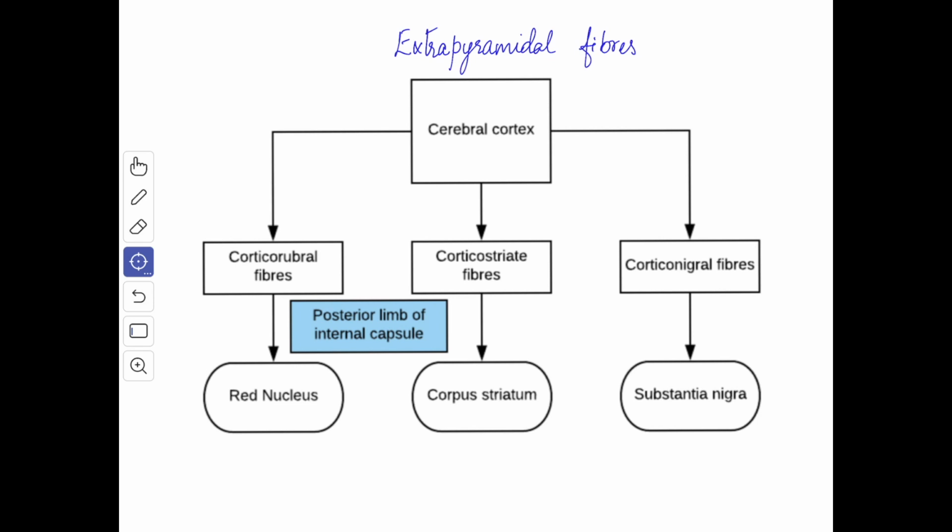Most of the extrapyramidal fibers occupy the position near the corticospinal fibers in the internal capsule and therefore they are affected in lesions of the posterior limb.